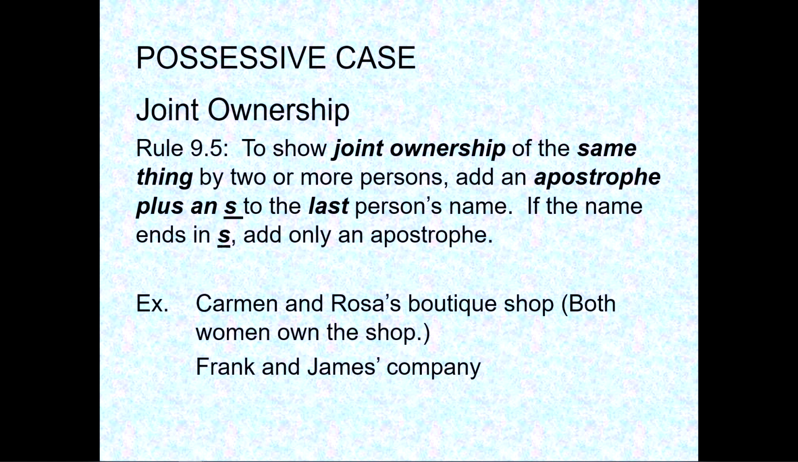Here's the correct way: Carmen and Rosa's boutique shop. Both women own the shop. Frank and James' company. James is the name, right? That's the name, so the apostrophe goes after the S. If you would put Carmen's and Rosa's boutique shop, this is wrong. Frank's and James' company, this is wrong. Only the last one. Rule 9.5.